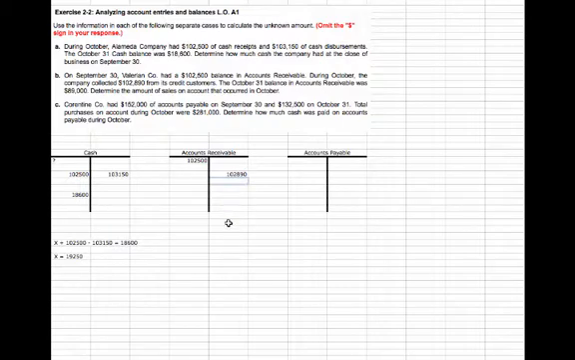Finally, in the problem, it says on October 31st, the account balance in accounts receivable was $89,000. In other words, what they're telling us is the ending balance was $89,000. So what we need to figure out, and what they want us to figure out, is how much did they sell on credit? So that's our question mark.